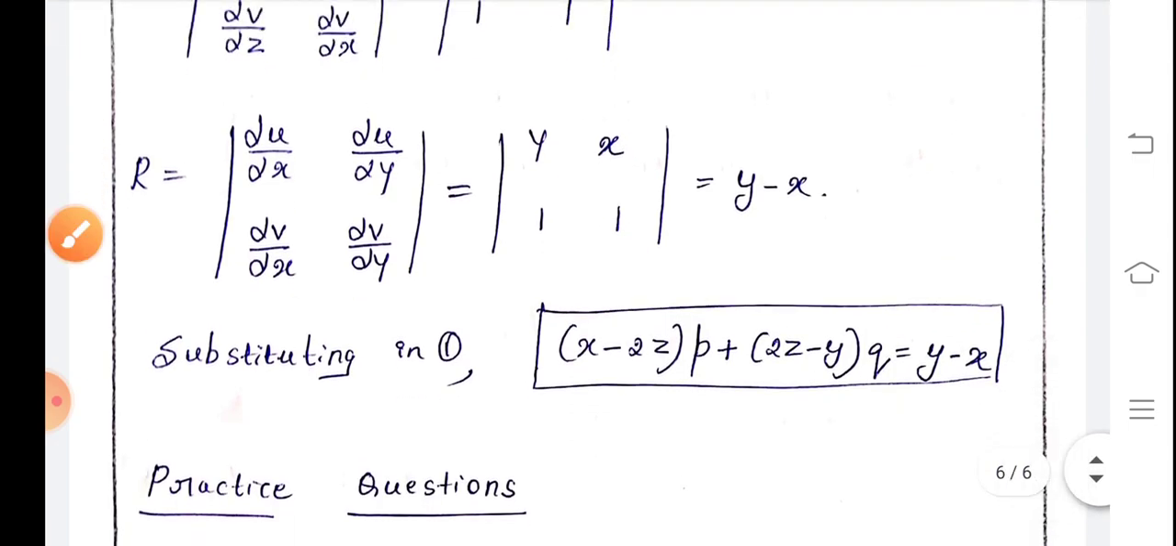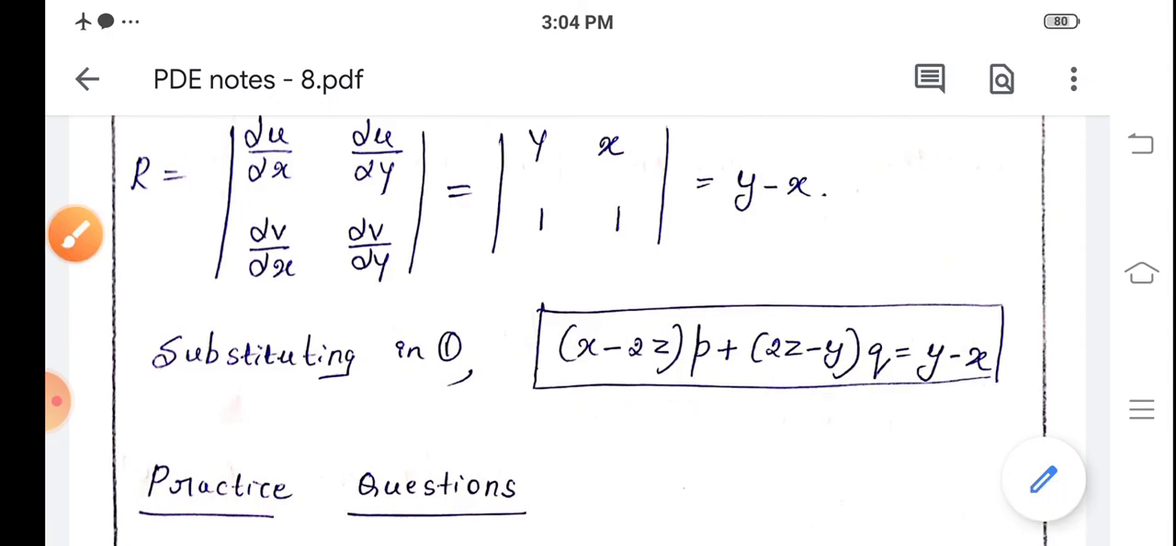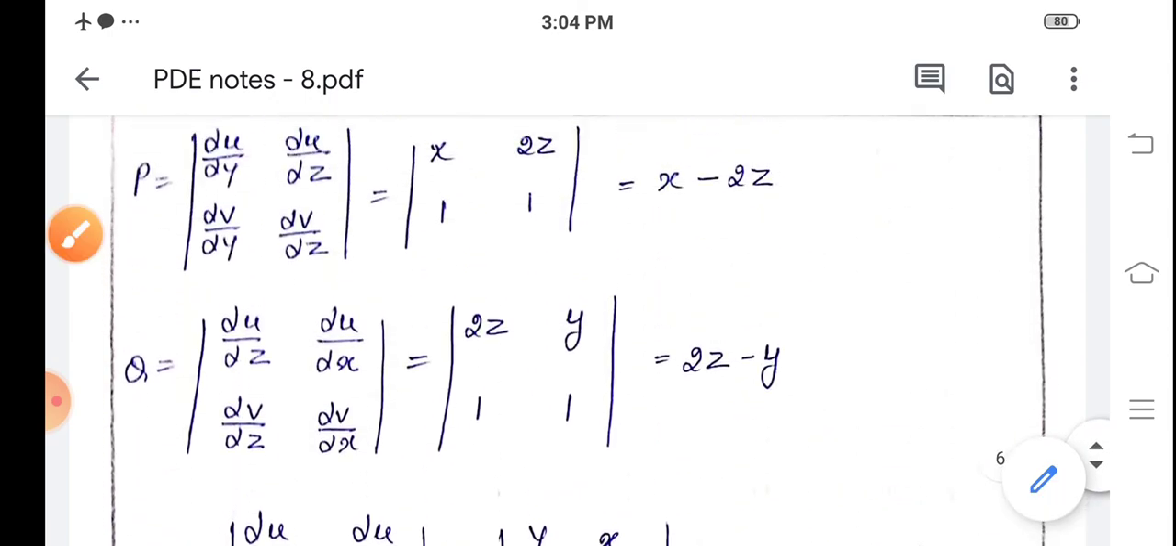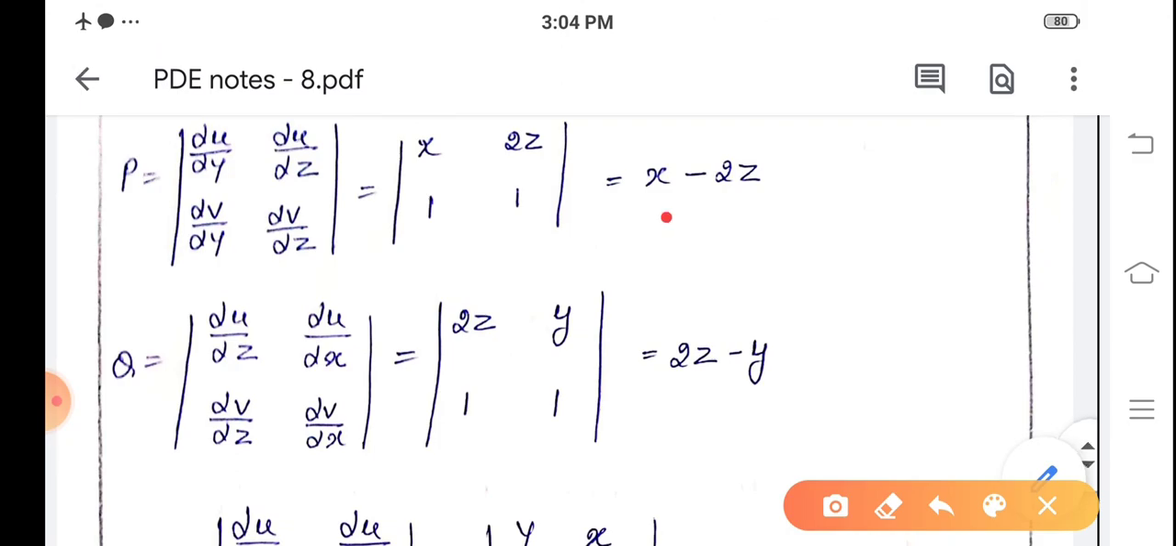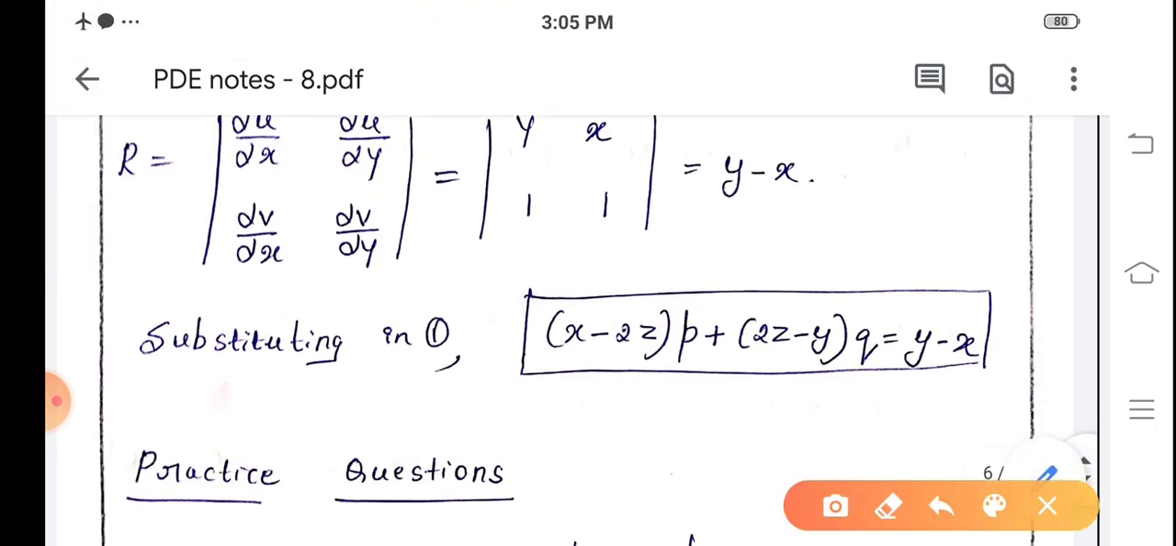Now substituting in equation 1, we write the partial differential equation as Pp plus Qq equal to R, where P is equal to x minus 2z and Q is equal to 2z minus y, R is equal to y minus x. Now we are getting x minus 2z into p plus 2z minus y into q equal to y minus x. This is a partial differential equation.